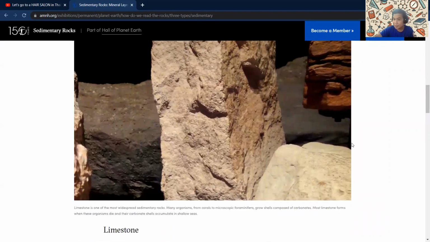Oh, so a limestone is actually formed by different organisms. When they die, their bones, in a sense, become part of the limestone.